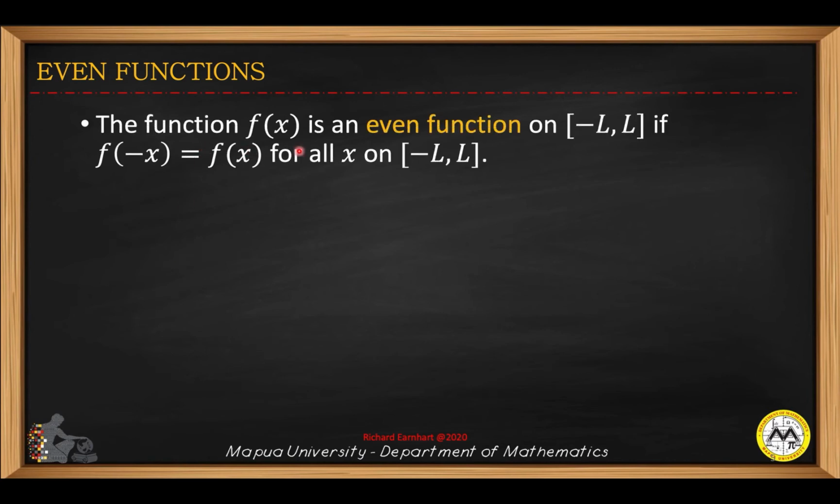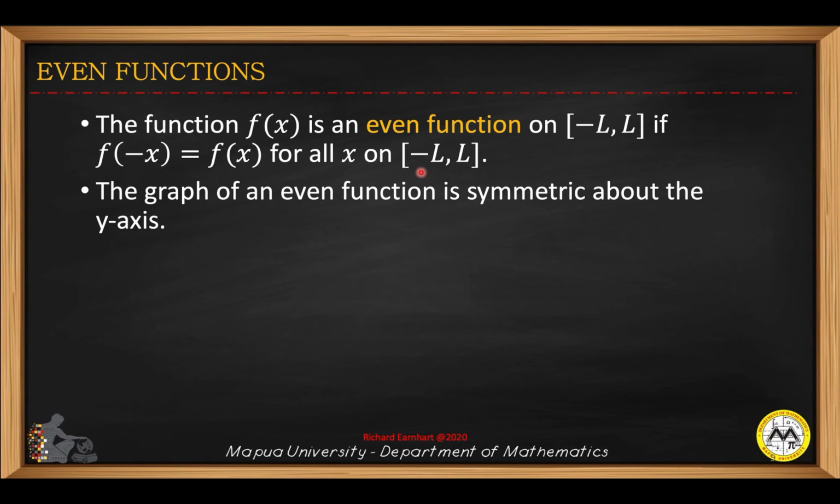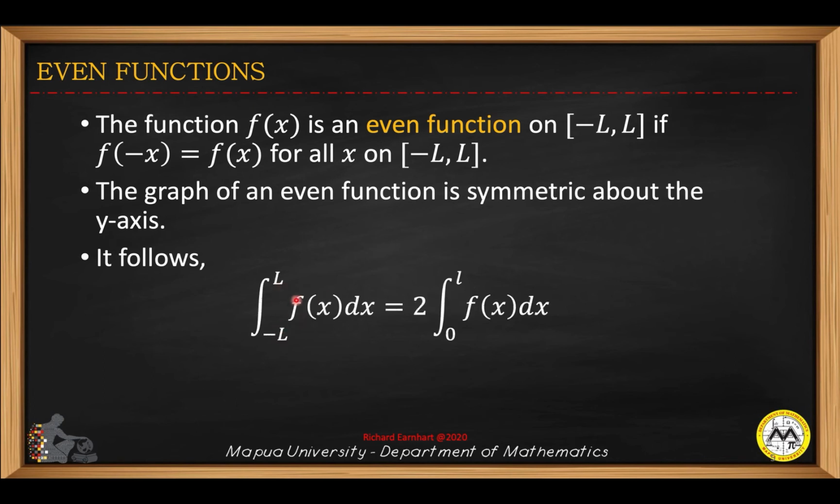The function f is said to be even on the closed interval negative L to L if f of negative x is equal to f of x for all x in the closed interval negative L to L. The graph is symmetric about the y-axis, and the integral from negative L to L of f of x dx can be re-evaluated as 2 times the integral from 0 to L of the function f of x dx.